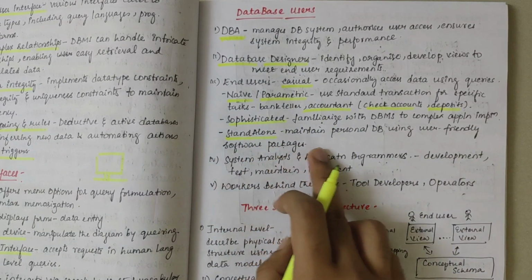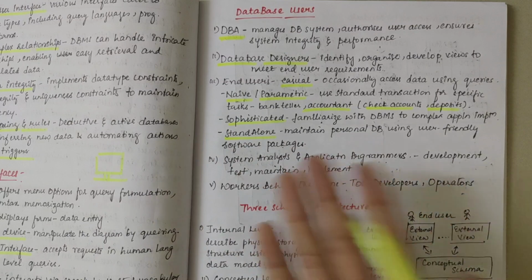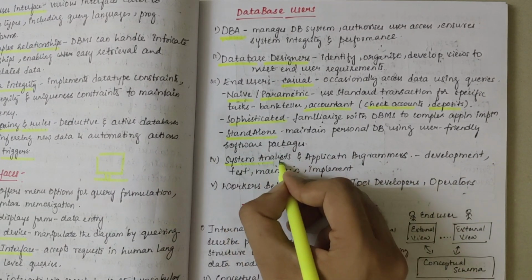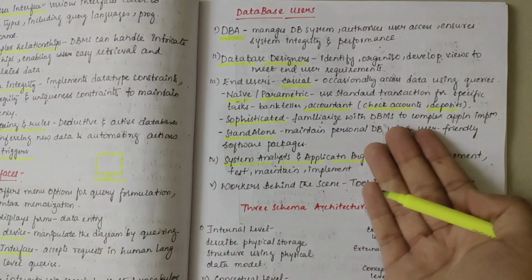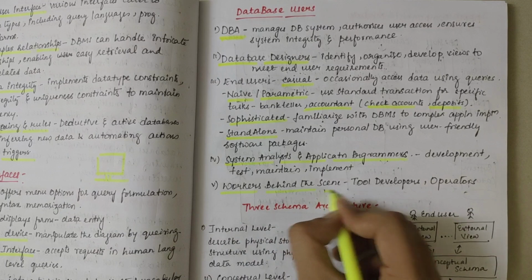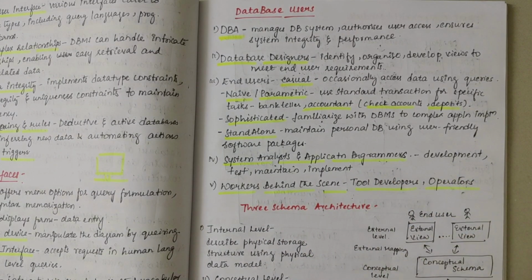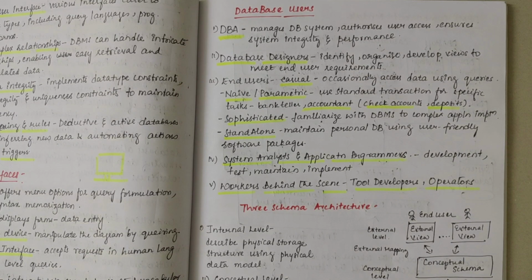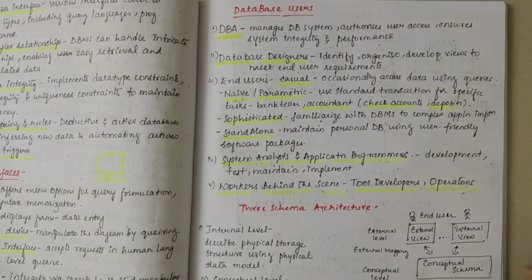Then we have standalone users. In standalone, they maintain a personal database using user-friendly software packages. Then we have system analysts and application programmers. Here it's mainly about development and testing. Then we have workers behind the scenes. They are tool developers and operators. They are the ones who deal with the creation, development and management of the entire database.